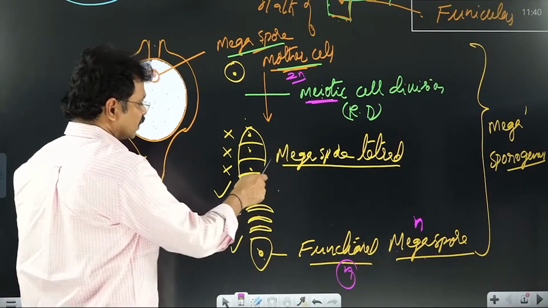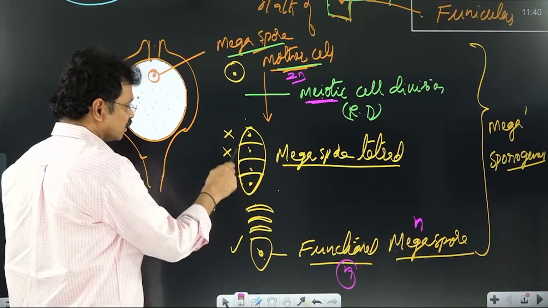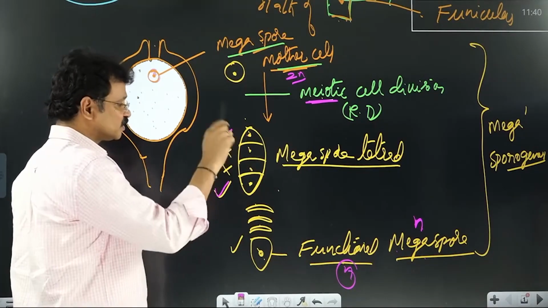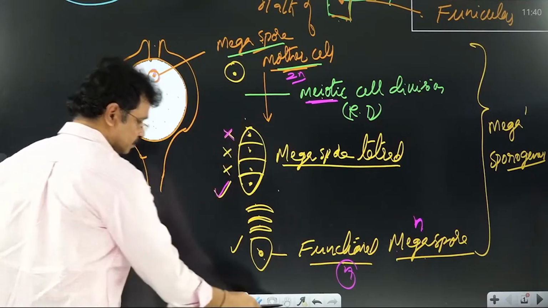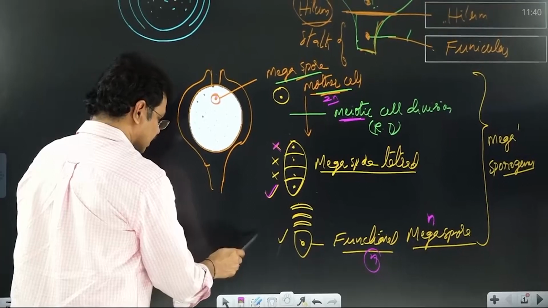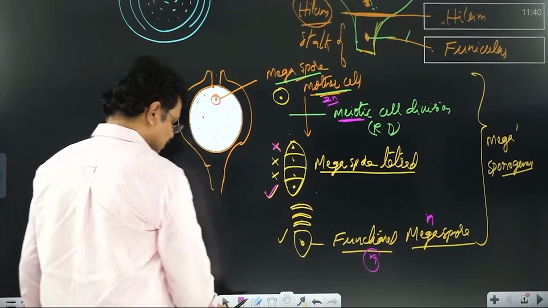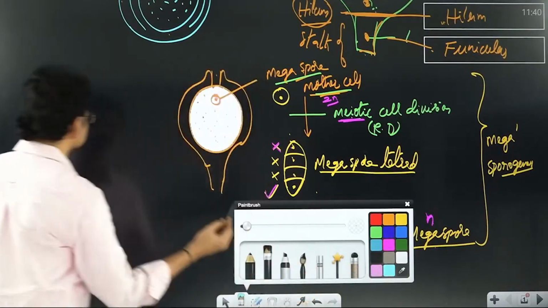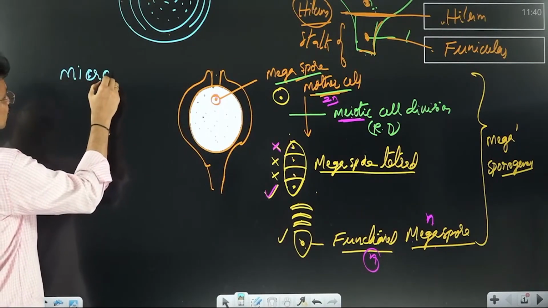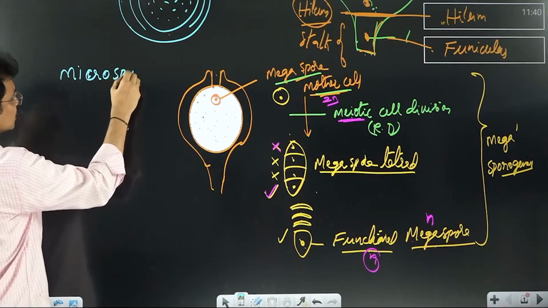In megaspore tetrad, only 3 degenerate, only 1 is functional. Whereas in microspore tetrad, all are functional. All daughter cells are functional. It is one of the major differences between microsporogenesis and megasporogenesis. In microsporogenesis, microspore mother cells are there.